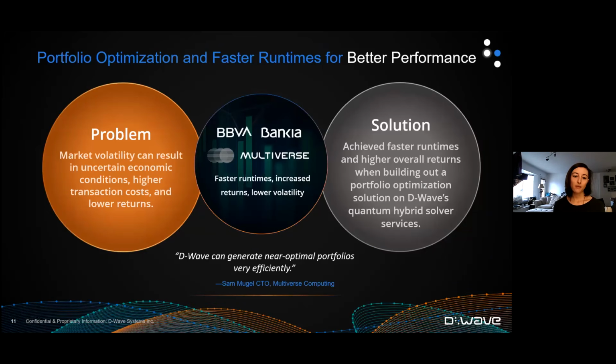So BBVA, Bankia, and Multiverse joined together to look at the dynamic portfolio optimization problem. For this problem, the goal is to find an optimal trading trajectory for an investment portfolio of assets over a period of time. In other words, the goal is to maximize the return of a portfolio given a fixed risk. And in this case, they also considered transaction costs.